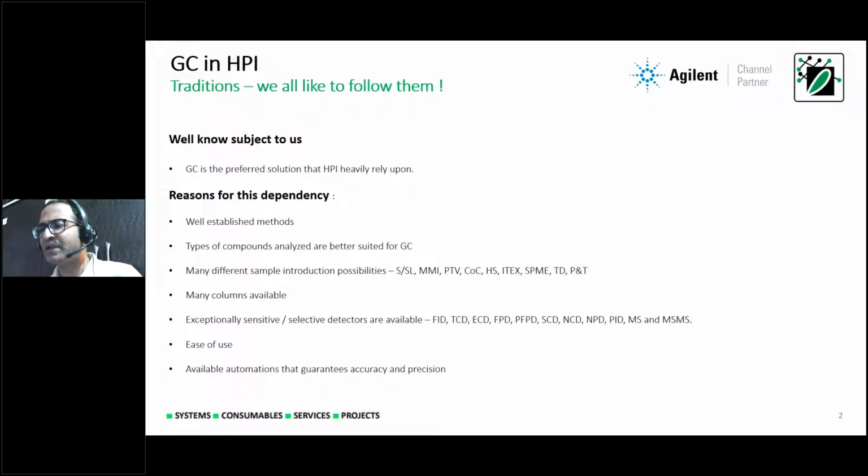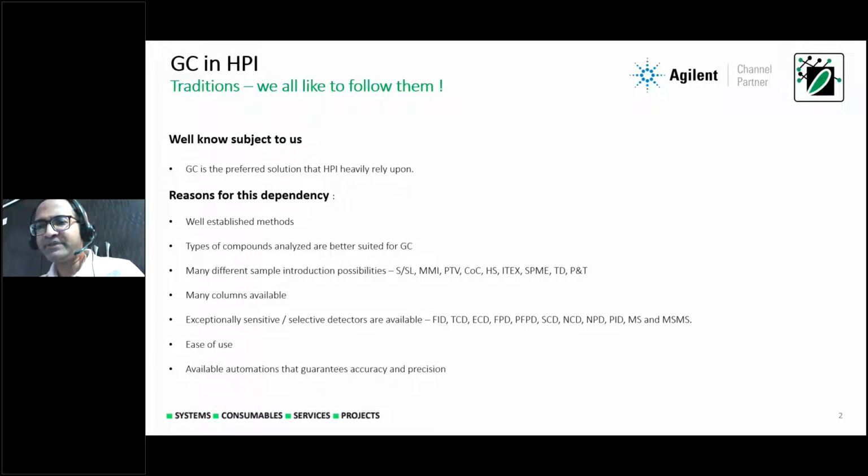And then we have the MS and the MSMS. So if someone is looking for that very selective, much more detailed analysis, then MS and MSMS are also available. People use these detectors for the analysis. Once again, the GC is very easy to use. People are really well familiar with the use of GC, and so ease of use is what makes GC really useful in the HPI industry.